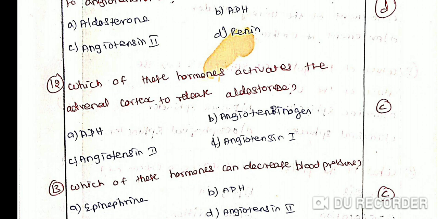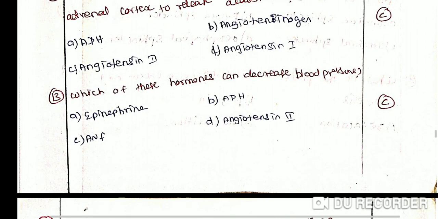Next question. Which of the hormones can decrease blood pressure? Option A, epinephrine. Option B, ADH. Option C, ANF. Option D, angiotensin 2. The correct answer is option C, ANF.